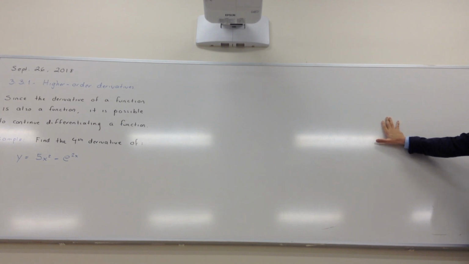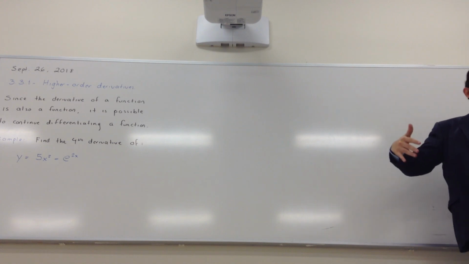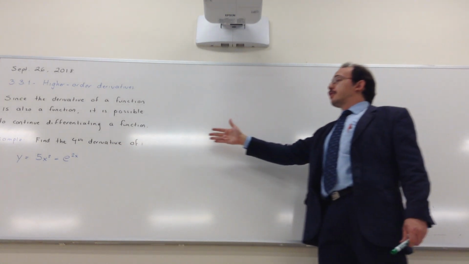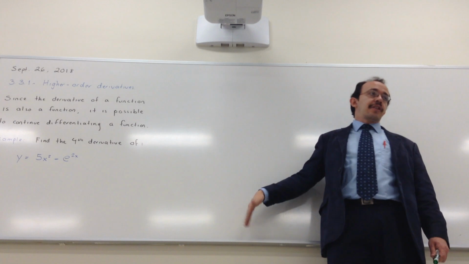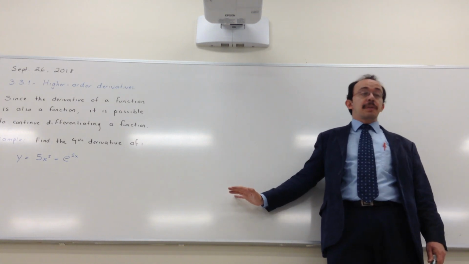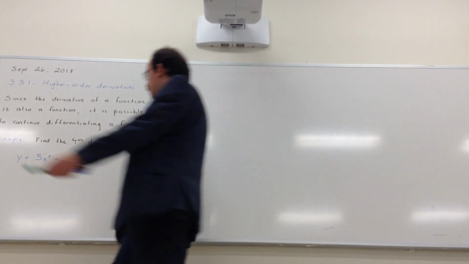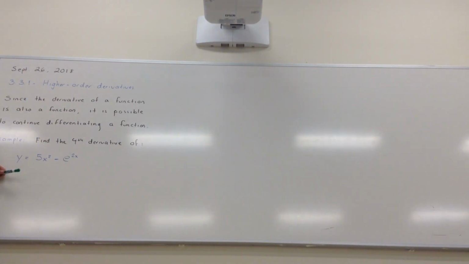When you get the derivative of a function, the answer is also a function. So it's possible to obtain a second, third, or fourth derivative, for example. But the idea is the same. We're going to apply the same rules that we already know. We're just going to keep differentiating until you obtain what you want to find, the third or the fourth derivative, or so on. As an example, find the fourth derivative of the function y equal to 5x squared minus e to the 2x.